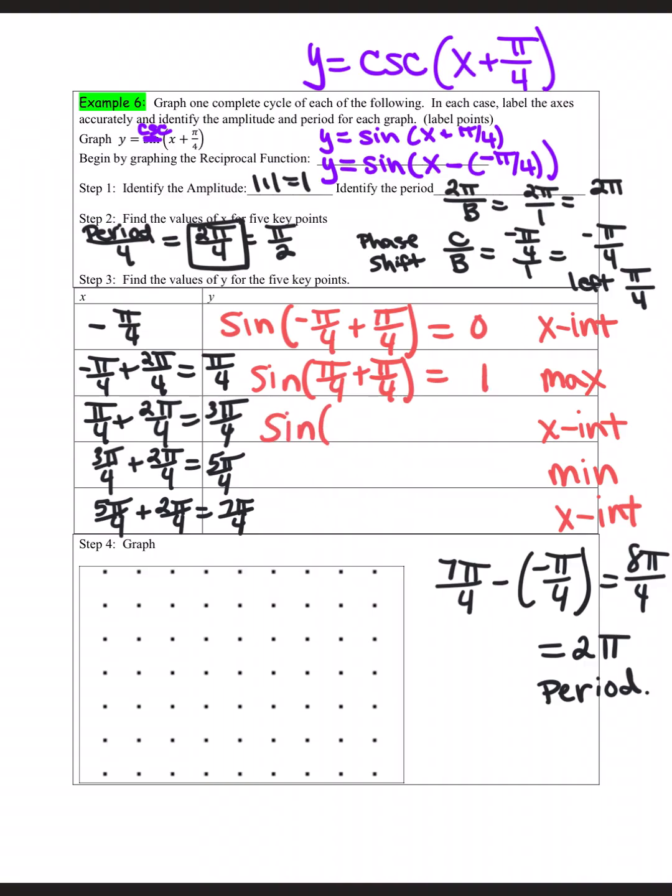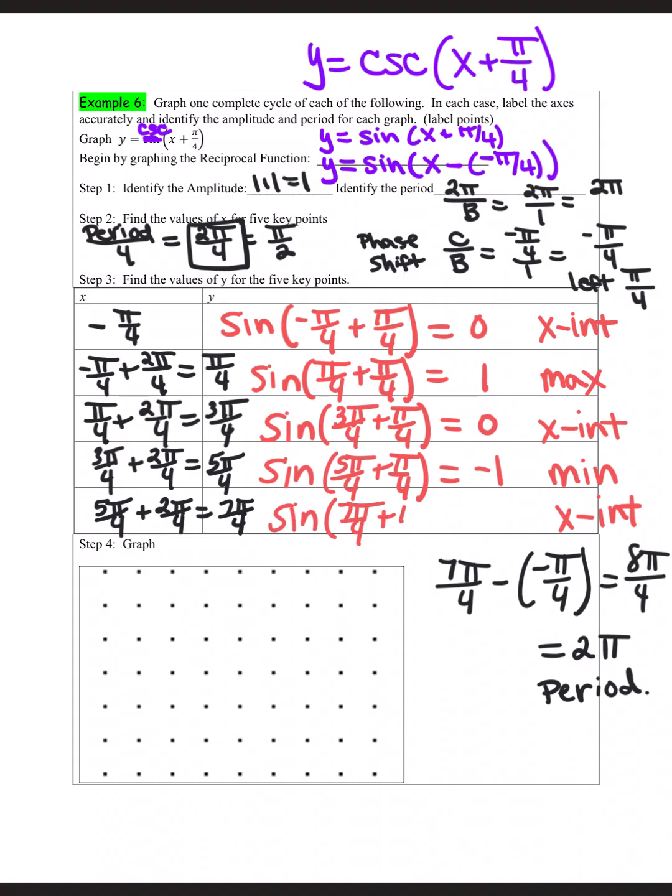Sine of 3 pi over 4 plus pi over 4 is 4 pi over 4, which is pi. Sine of pi is 0. Sine of 5 pi over 4 plus pi over 4 is 6 pi over 4 or 3 pi over 2, and sine of 3 pi over 2 is negative 1. And sine of 7 pi over 4 plus pi over 4 is 2 pi. So sine of 2 pi is 0. So notice my pattern was exactly correct.